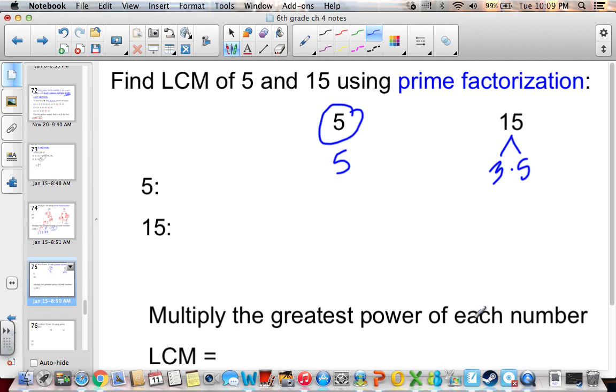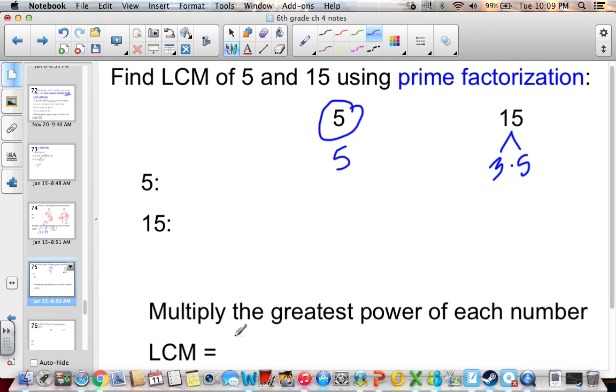So multiply the greatest power of each number. So they each have a 5, and they're each the first power. So we take 5. This one doesn't even have a 3, but because a 3 is part of this number's prime factorization, we're going to take the 3. So 5 times 3 is 15. So the least common multiple of 5 and 15 is going to be 15.